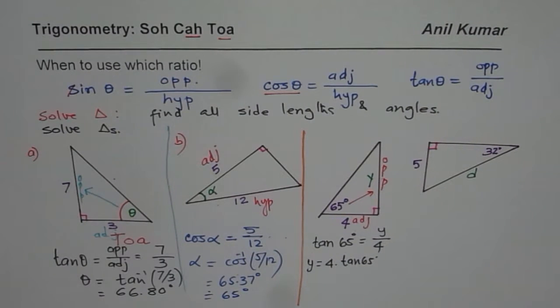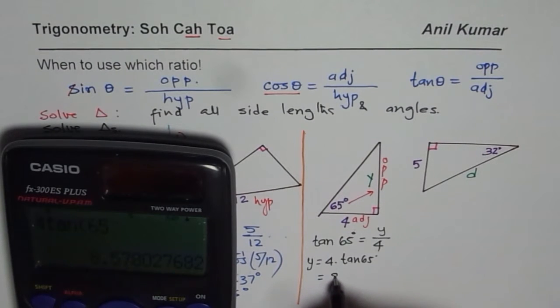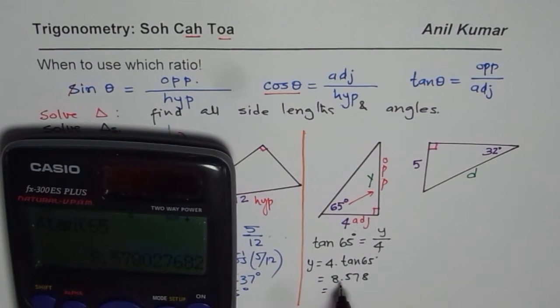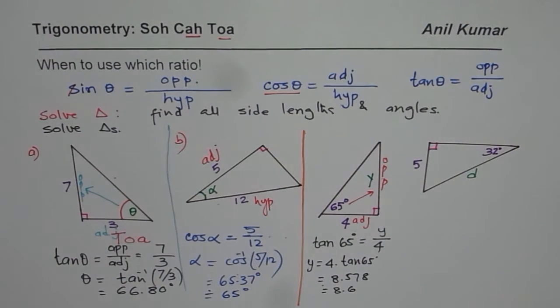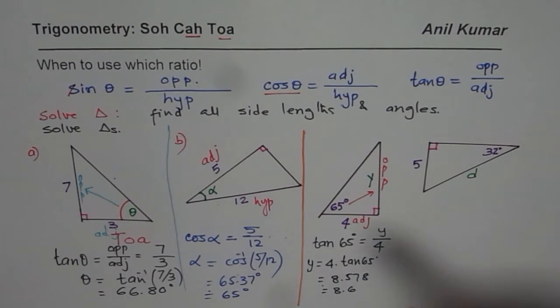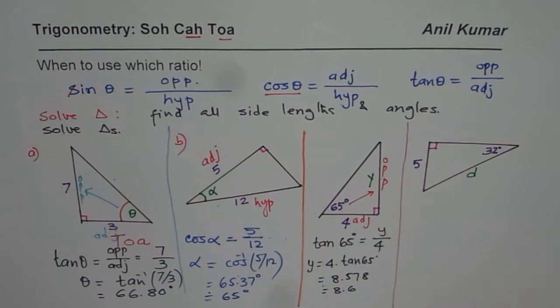Use a calculator and find the answer. So we have 4 times tan 65 equals 8.578. At times you may be required to round it to 1 decimal place, so 8.6. In this particular exercise, we'll round all the sides to 1 decimal place. Now you know the unknown side y, and you have solved the question. So let's move on to the next one.